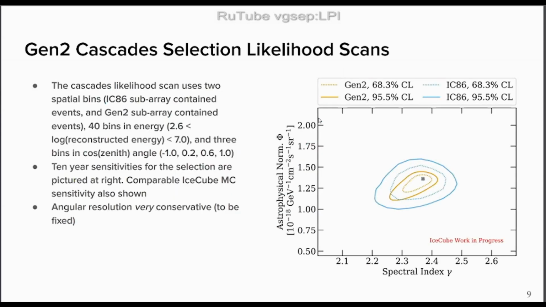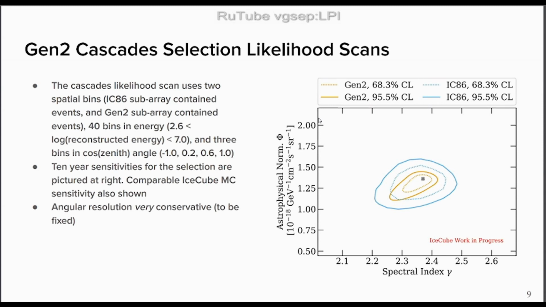Okay, here is the actual result for the Gen2 cascades analysis. I'll just emphasize I've again used a slightly different likelihood than what's usually used. Nominally we have both energy and zenith bins in the likelihood, but I've also added in a positional bin. So we have both reconstructed vertices in IC86 and IceCube and all others outside.